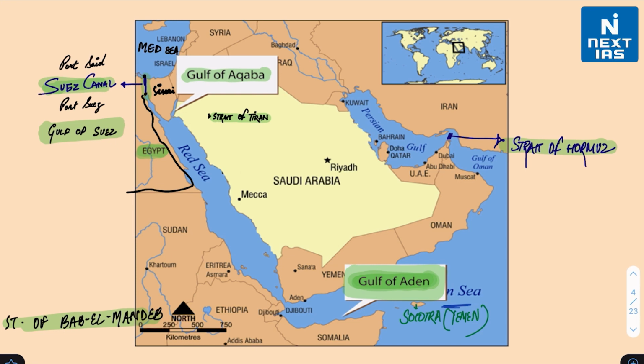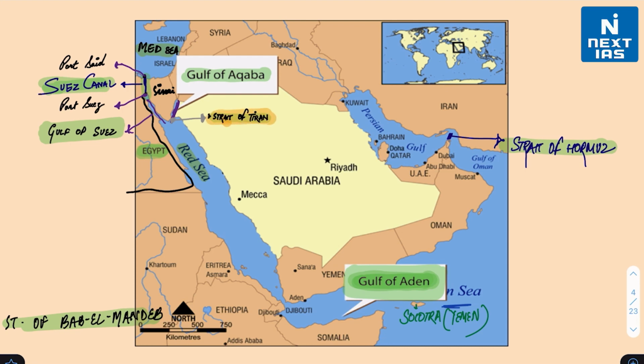The Suez Canal starts from Port Said in the north, and here we have Port Suez to the south of the canal. It connects the Mediterranean Sea to the Red Sea. There are 2 gulfs above the Red Sea: the Gulf of Suez and the Gulf of Aqaba. Across the Gulf of Aqaba we have an important strait known as the Strait of Tiran.